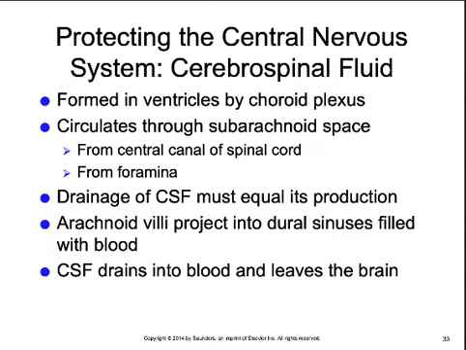The cerebrospinal fluid is formed in each of the ventricles that are contained in the core of the brain.